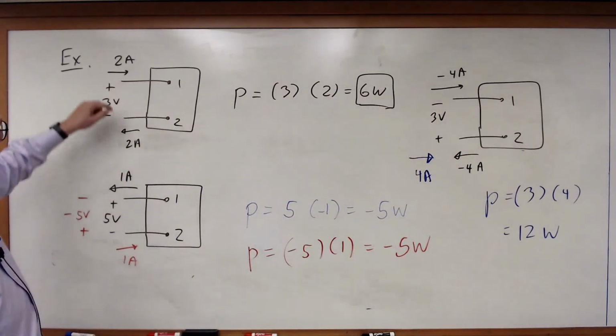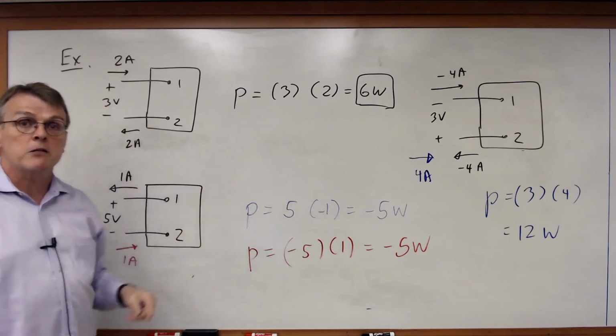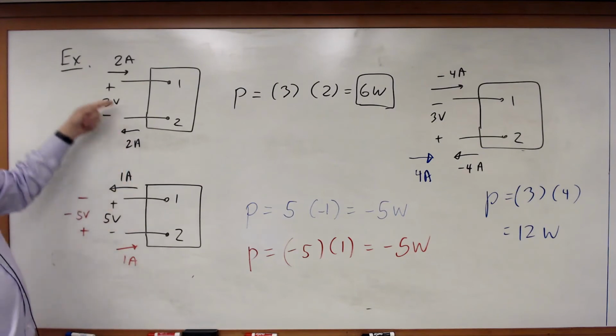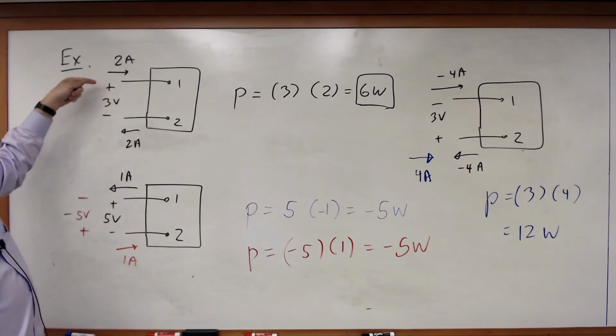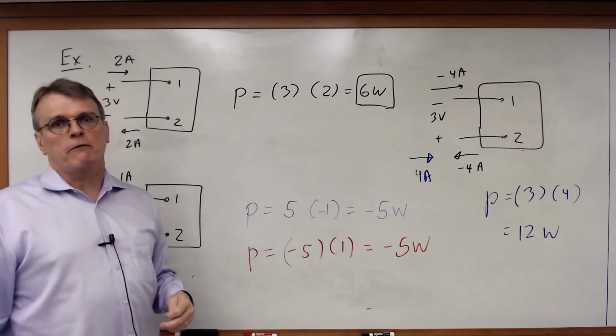So as you can see, you can always flip around the voltage or the current in order to make this conform to the PSC. The direction of the current must enter the positive end. That's what you have to remember. And then you can write down P is equal to V times I.